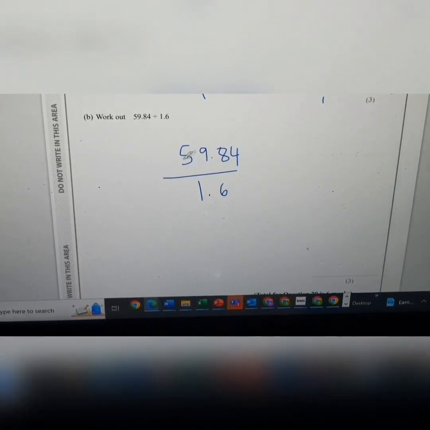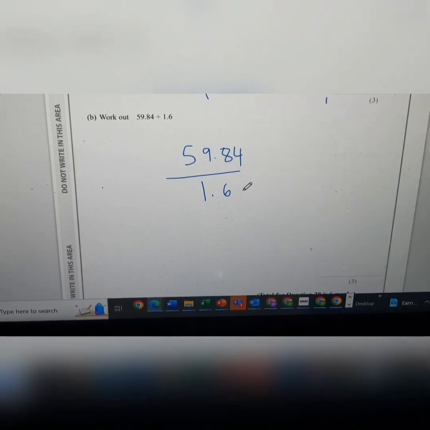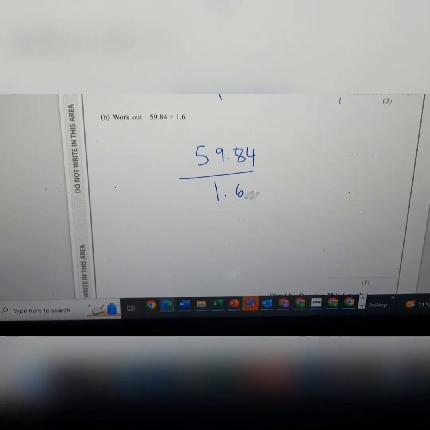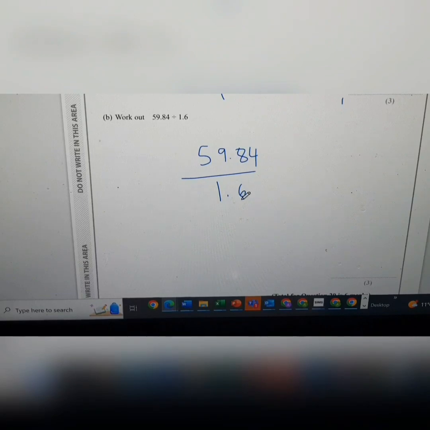Work out 59.84 divided by 1.6. So 59.84 divided by 1.6. You can make this easier by dividing both values by 2 to begin with, or you can multiply both values by 10 to get rid of the decimal element. I can multiply by 10 to begin with, so 598.4 divided by 16. Then I'm going to divide by 2.